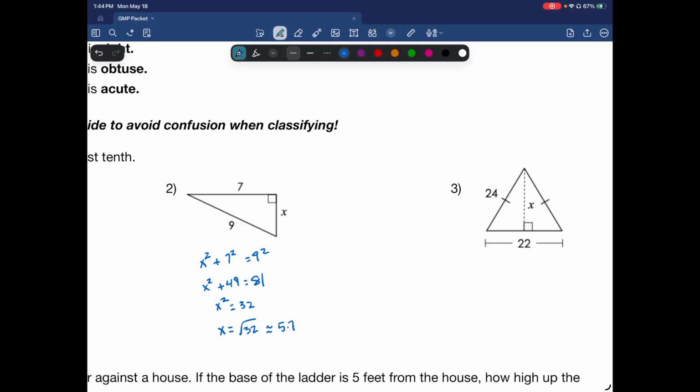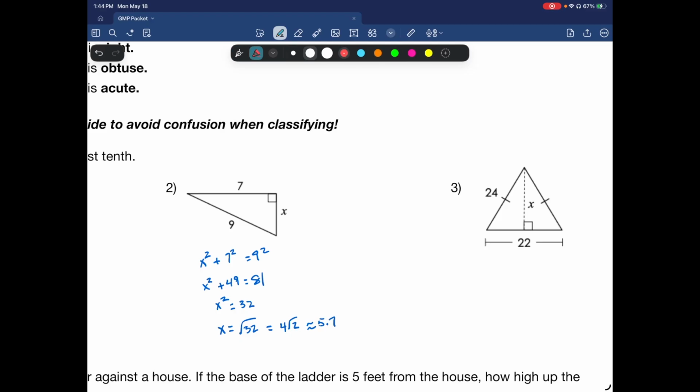Now, this square root is also a root that you can simplify. There's a 16. 16 times 2 is 32, and you can take the square root of 16. So if you did that, that would be 4 square root of 2. Simplifying a radical is totally acceptable. It leaves it in exact form, but it just gives you a simplified version. But again, it depends on what Pearson's asking for, and if they ask for a decimal, it's going to be 5.7. Right?